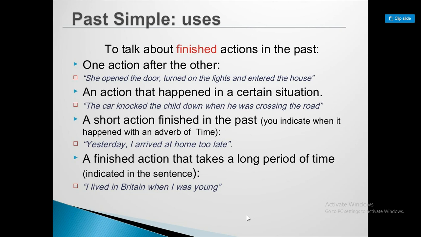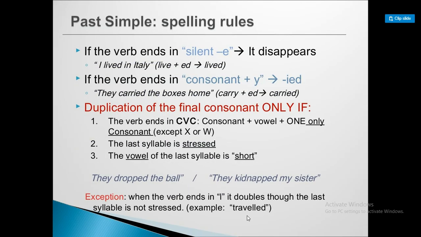A finished action that takes a long period of time. You indicate it in the sentence. For example, I lived in Britain when I was young. This is a long period: when I was young. So these are the uses of the simple past.